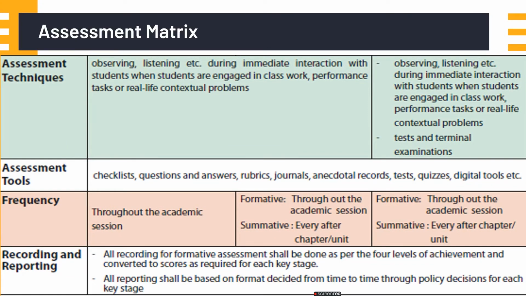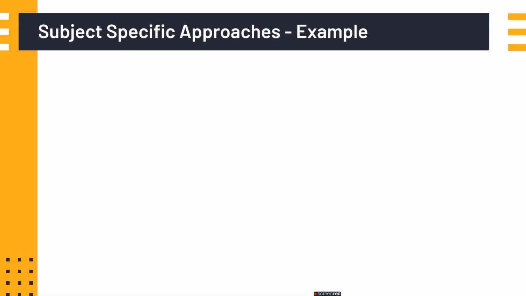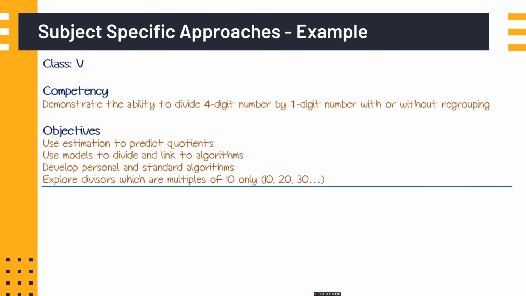This is the assessment matrix that summarizes the requirement of assessment in mathematics. We can use a number of techniques, a variety of tools, and then the frequency of assessment, and how should we go about recording that. For example, we have an example here. This is a class 5 topic. So class 5, the competency that the student needs to achieve by the end of the lesson is to demonstrate the ability to divide a 4-digit number by a 1-digit number with or without regrouping.